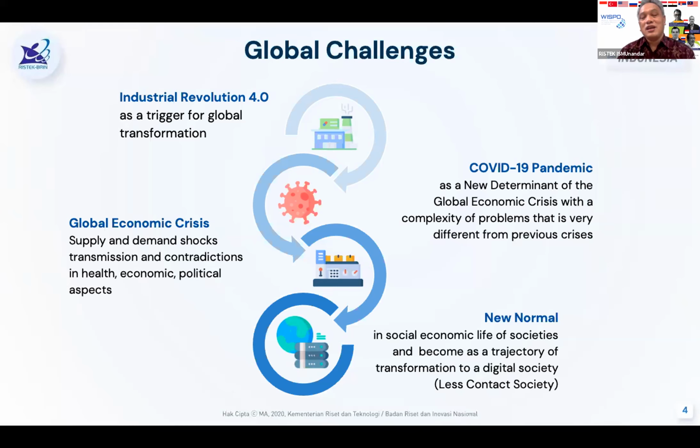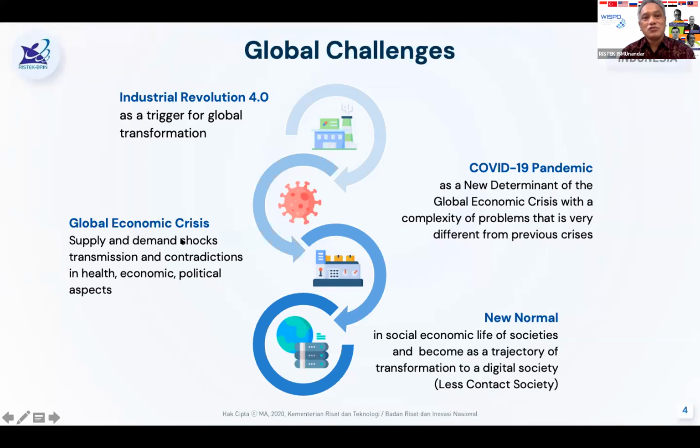Zoonoses are diseases that come from animals or are transmitted through animals. So we have to prepare, and we have to make science and innovation possible, to cope with and build resilience toward the next pandemics, for example. This is just the impact of the pandemics.